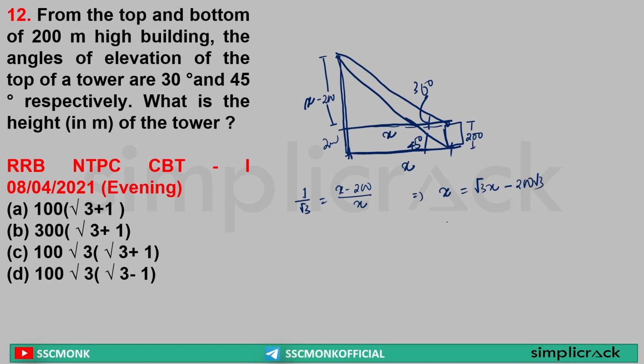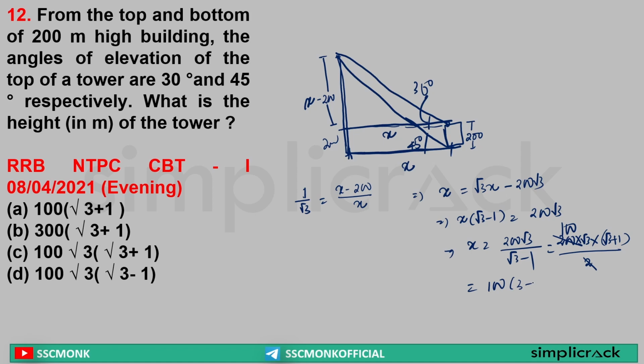So if I solve this question, I will get x is equal to root 3 x minus 200 root 3. Or I can write x into root 3 minus 1 is equal to 200 root 3. Or I can write x is equal to 200 root 3 by root 3 minus 1. So if I multiply root 3 plus 1 on the upper side and lower side, it will be 200 into root 3 into root 3 plus 1 divided by 3 minus 1, that is 2. 200 by 2 is 100. So this can be written as 100 into root 3 into root 3 plus 1, that is 300 plus 100 root 3. That is in the option. So option C is the right option.